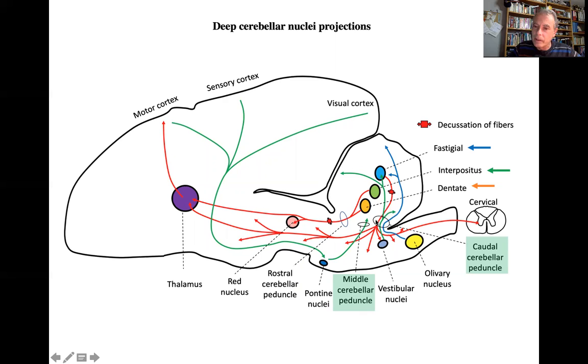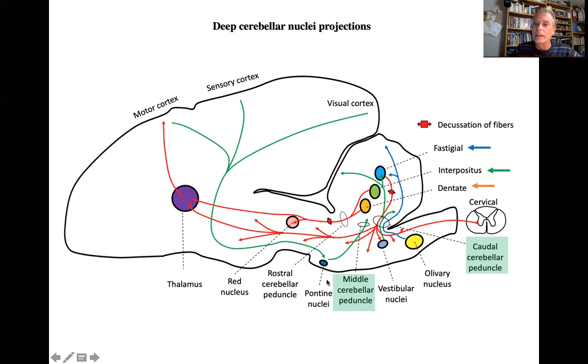The caudal cerebellar peduncle, okay, is receiving fibers from vestibular nuclei, right? Of course, they also receive other things from the spinal cord, proprioceptive centers, etc. However, through the caudal cerebellar peduncle, fibers from the fastigial nucleus cross the midline, and they end up in a lot of nuclei of the brain stem. So as you see, the fastigial nucleus is projecting to many nuclei of the brain stem, even the red nucleus, the thalamus, and ending in the cerebral cortex.